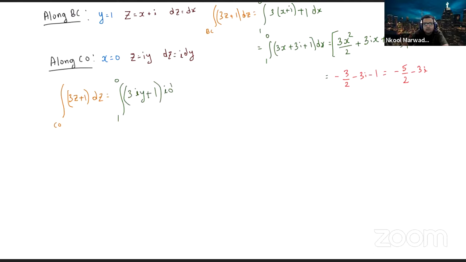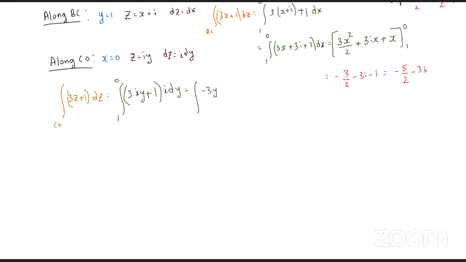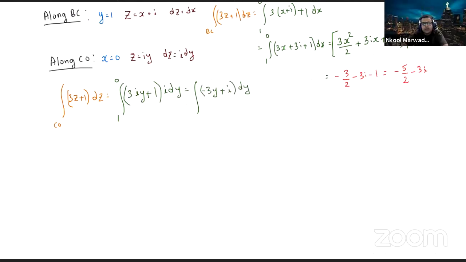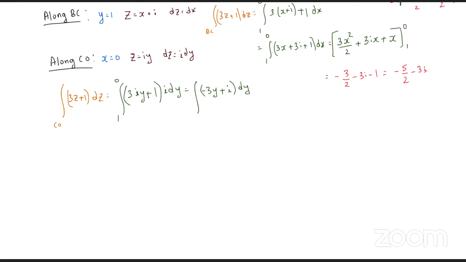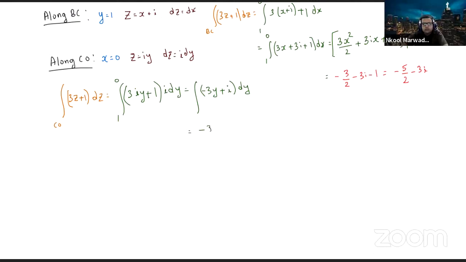When I simplify this, 3 i squared is minus 1, so minus 3 plus i dy. So minus 3, because 3 i squared y will become, i squared is minus 1. And when you further integrate it, we have to multiply i inside, with both the terms.